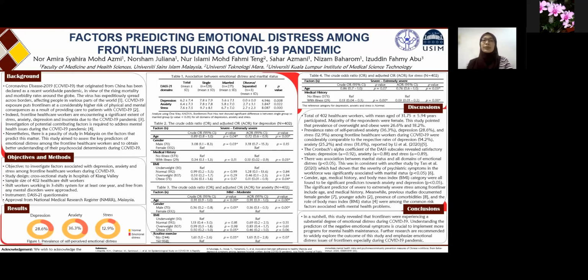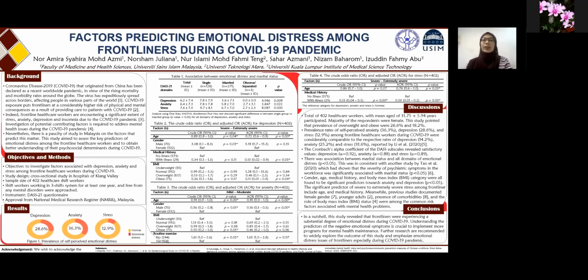COVID-19 exposure puts frontliners at a higher risk of physical and mental consequences as a result of providing care to patients with COVID-19. Therefore, the goal of this study was to investigate factors associated with depression, anxiety, and stress among frontliners during COVID-19. This cross-sectional study involved 402 healthcare workers from hospitals in Klang Valley. The DASS-21 questionnaire was used to assess emotional distress among the respondents.